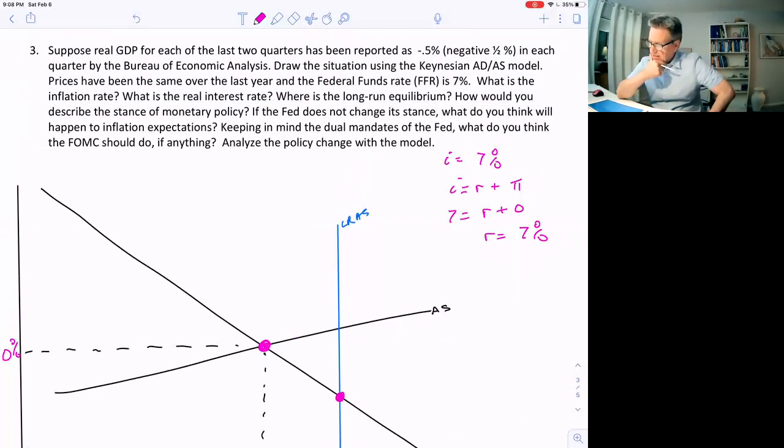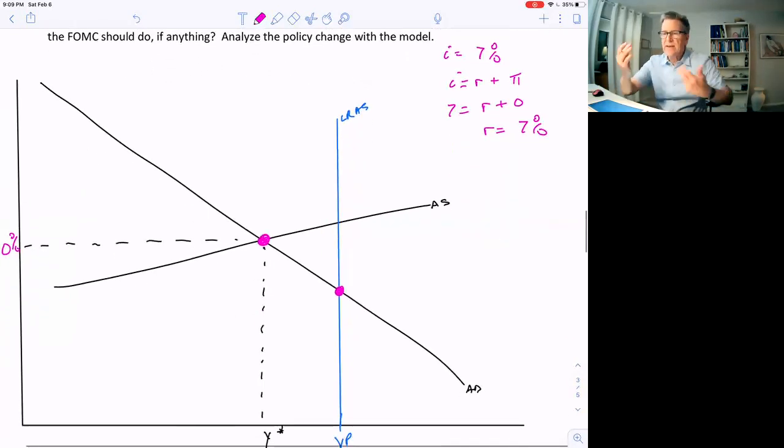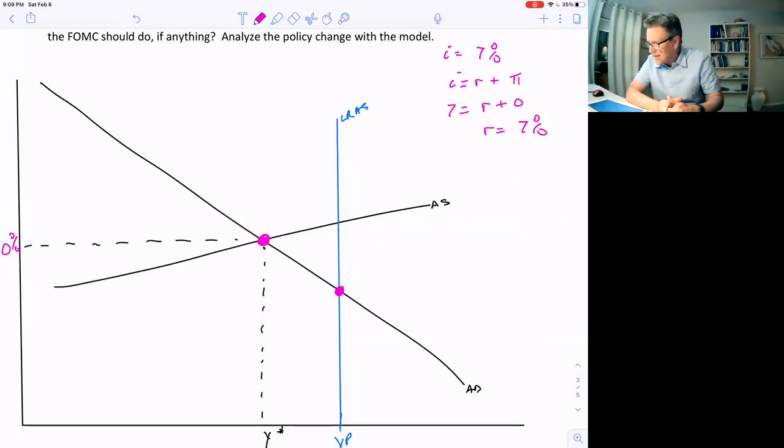So if the Fed doesn't change its stance, what do you think will happen to inflation expectations? Well, people are actually going to be expecting no inflation or even deflation after a while. Keeping in mind the dual mandates the Fed has, what do you think the FOMC should do? Well, they need to raise the inflation rate as part of their dual mandate to keep prices stable.